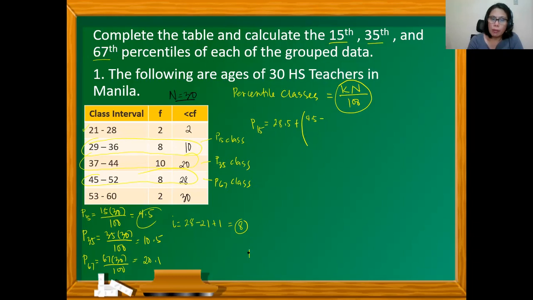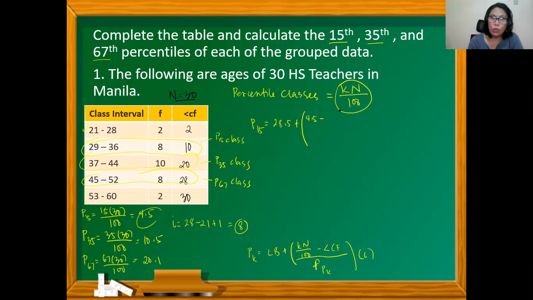So by the way, again, P sub K is equal to the lower boundary plus K times N all over 100 less than cumulative frequency, all over the frequency of the percentile class, times i. So we are now in this value. So less than CF for the P sub 15 class is 10.